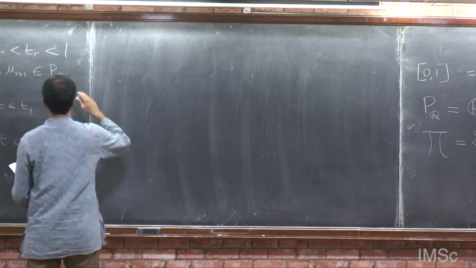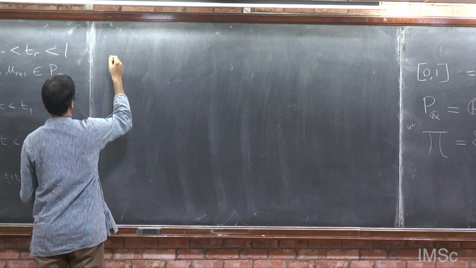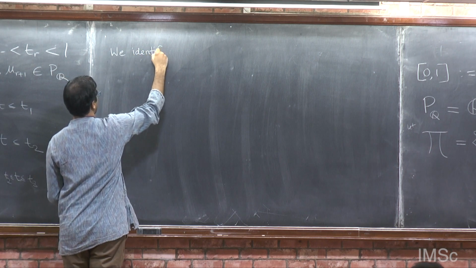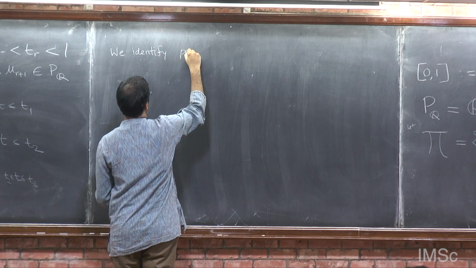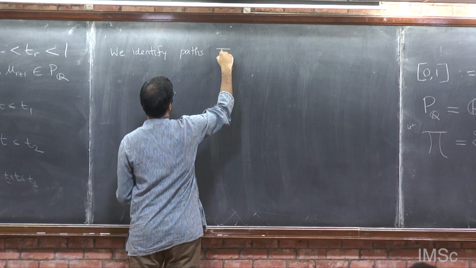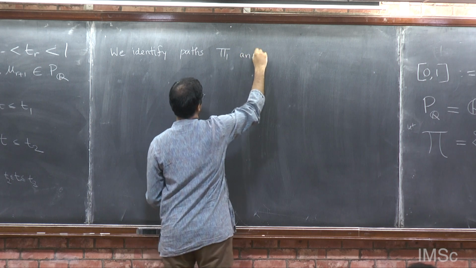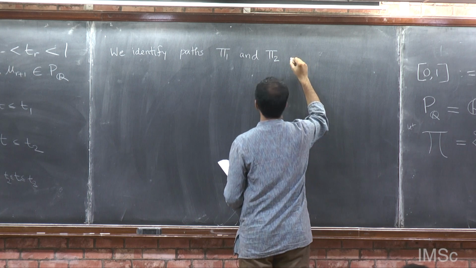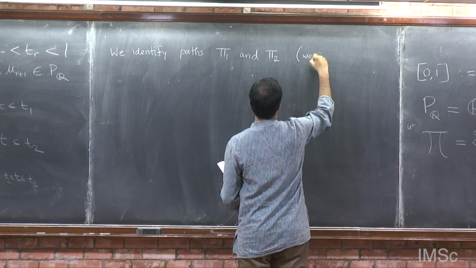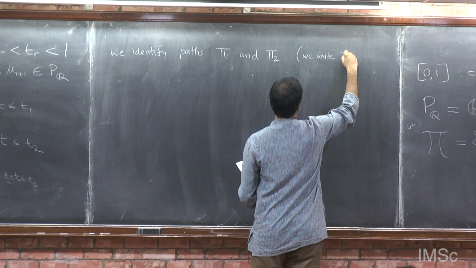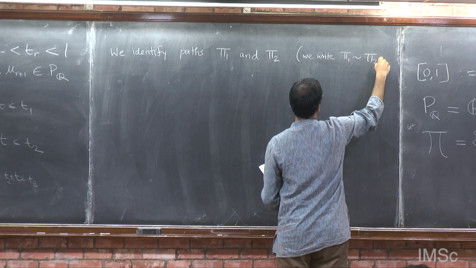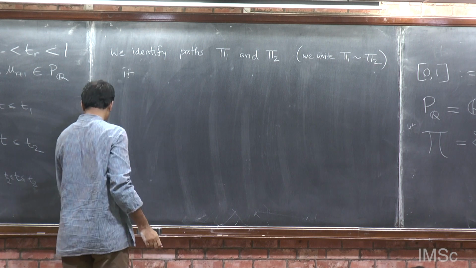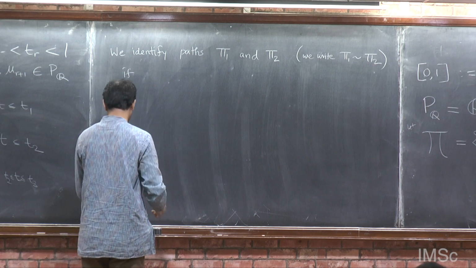Now the point is, in addition, there's one further thing we need to say. We identify two paths up to reparameterization. So what do we mean by reparameterization? Let me also say this. We write pi 1 equivalent to pi 2; they are the same path really if they only differ by a reparameterization, which again should be piecewise linear and so on.